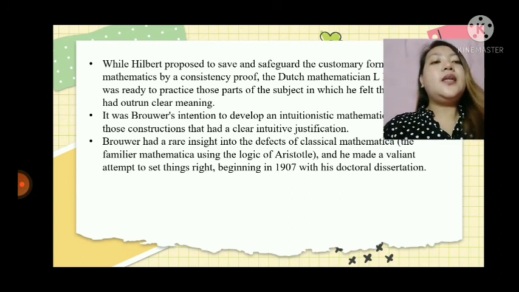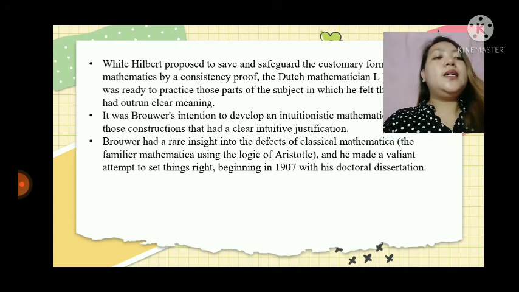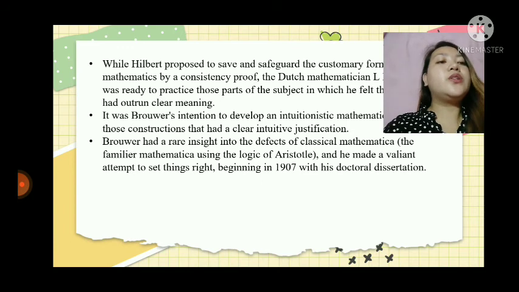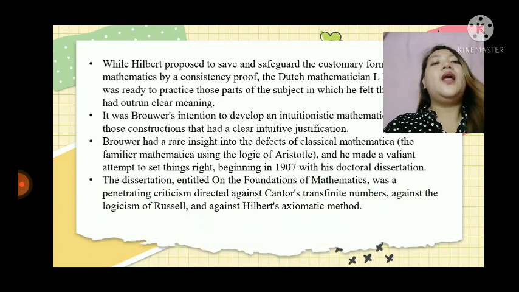Brouwer had a rare insight into the defects of classical mathematics, the familiar mathematics using the logic of Aristotle, and he made a valiant attempt to set things right, beginning in 1907 with his doctoral dissertation. The dissertation, entitled On the Foundations of Mathematics, was a penetrating criticism directed against Cantor's transfinite numbers, against the logicism of Russell, and against Hilbert's axiomatic method.